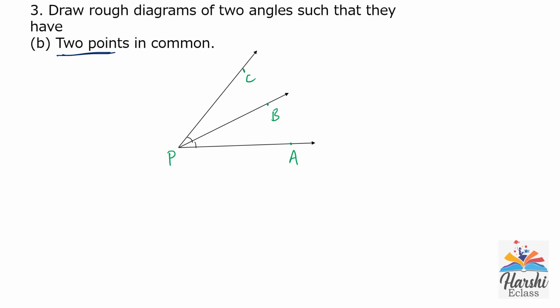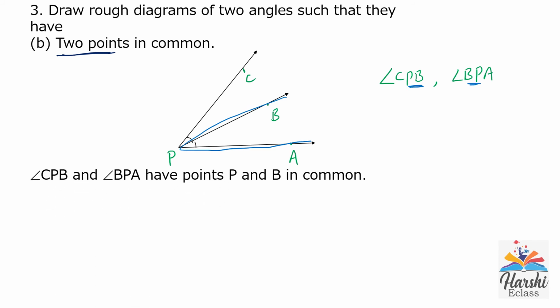The 2 points in common are P and B, because the first angle is angle CPB and the next angle you can name as angle BPA. In both of these there are 2 common points, B and P. Angle CPB and angle BPA have points P and B in common.